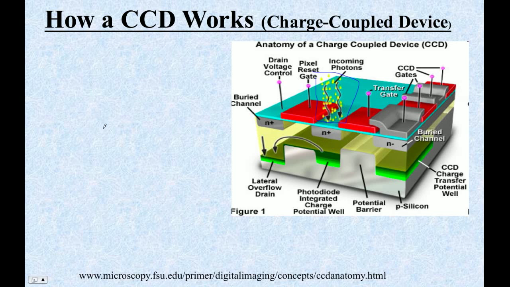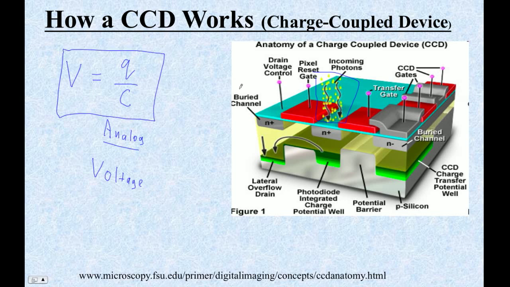I think it's important to realize that a CCD is really an analog device. What it reads is voltage. So the brightness of the light, the amount of photons that hits this thing, is ultimately transferred into voltage. And that's because voltage is the charge divided by the capacitance. I've just rearranged the capacitance formula there. So pixels that have a high voltage on them received a lot of photons, because the photons knocked the electrons out of there.